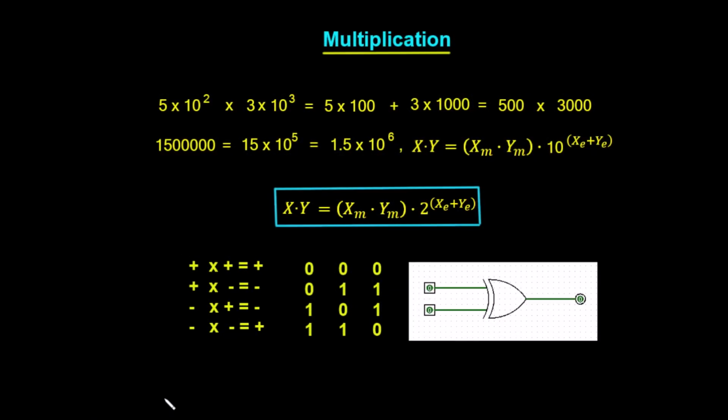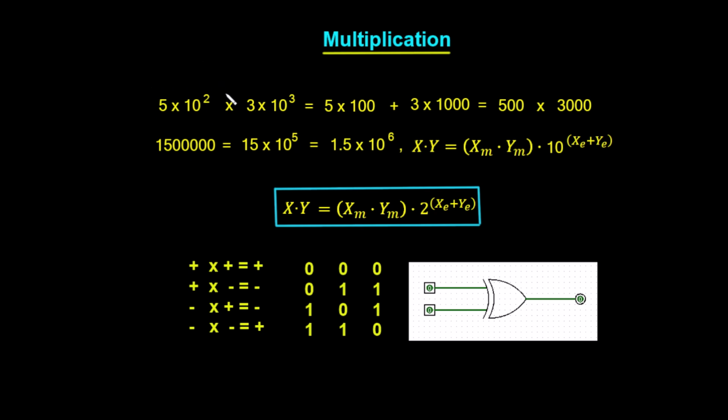So let's start off with an example of multiplying together two numbers which are written in exponent form. For example, we could have the number 5 times 10 to the 2, and we want to multiply it with 3 times 10 to the 3.